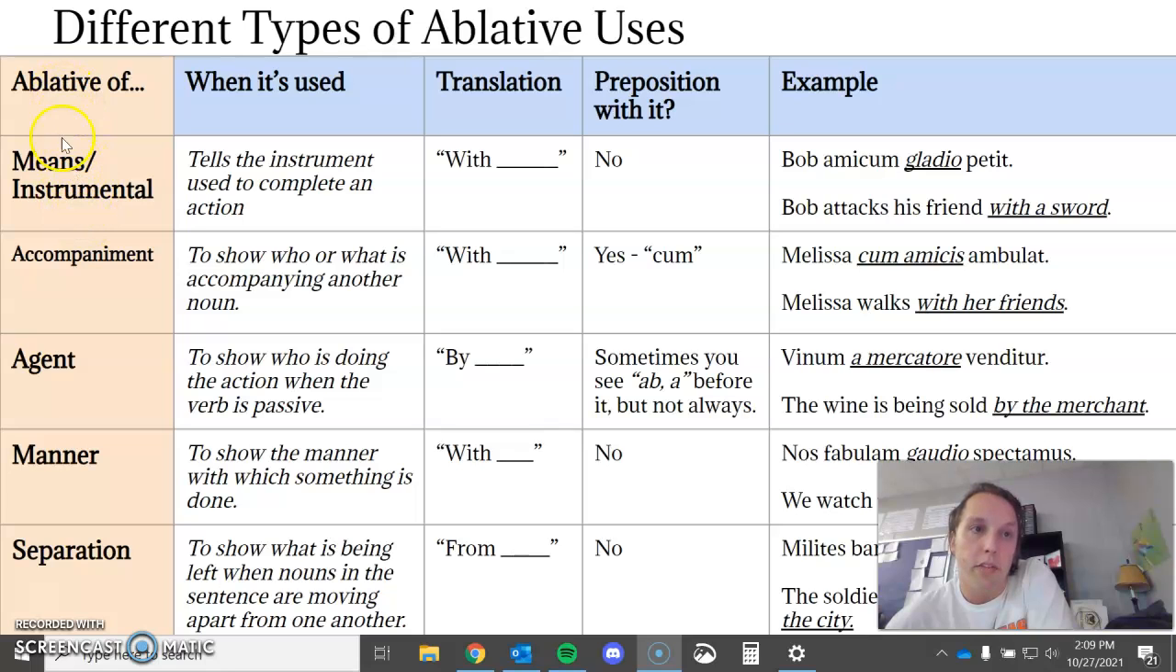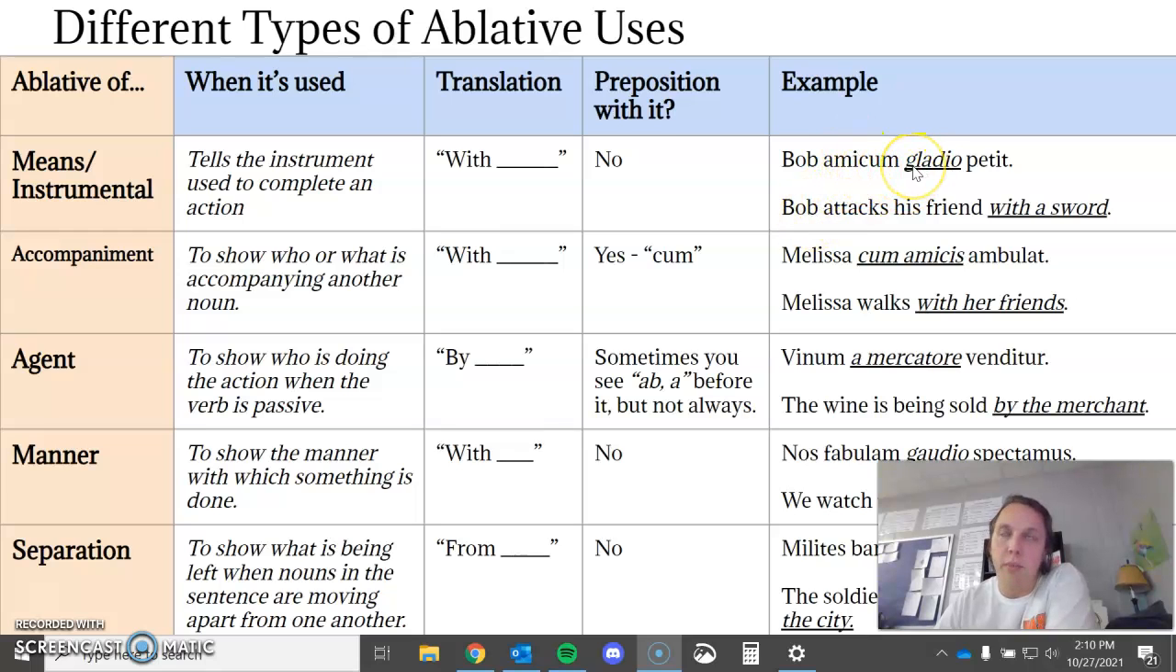The ablative of means, or the instrumental ablative, is used when you want to tell the instrument that was used to complete an action. It can typically be translated as with blank. You will not see a preposition in front of it, and it's going to tell you what you used to accomplish an action. It's the instrument. So let's look at this example. Bob amicum gladio petit. Bob attacks his friend with a sword. So gladio here is in the ablative case. It's in the ablative case because it's showing you what he used to attack his friend.